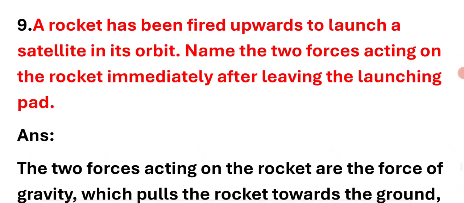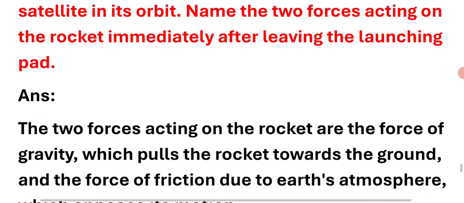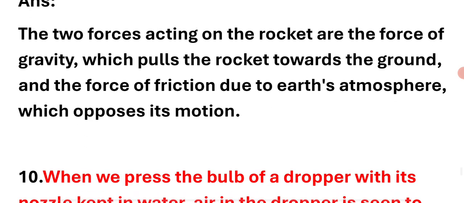Question number 9. A rocket has been fired upwards to launch a satellite in its orbit. Name the two forces acting on the rocket immediately after leaving the launching pad. Right answer. The two forces acting on the rocket are the force of gravity, which pulls the rocket towards the ground, and the force of friction due to Earth's atmosphere, which opposes its motion.